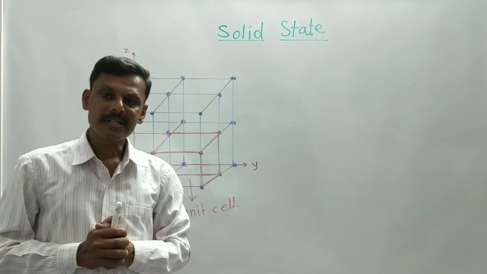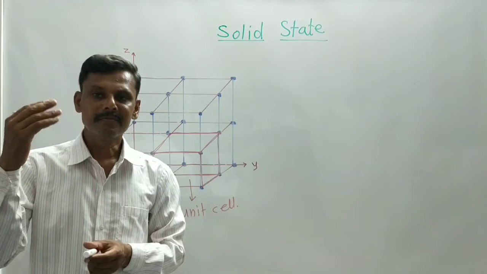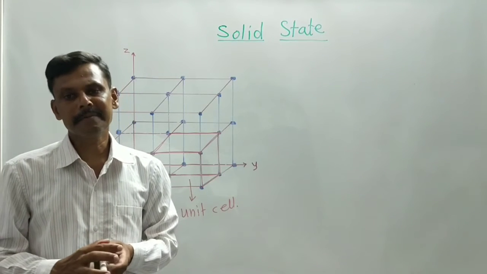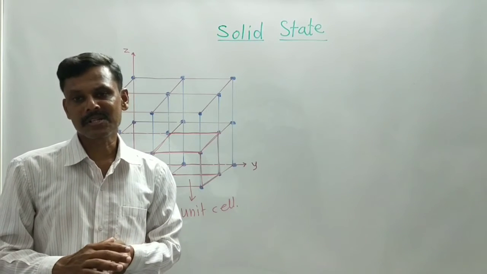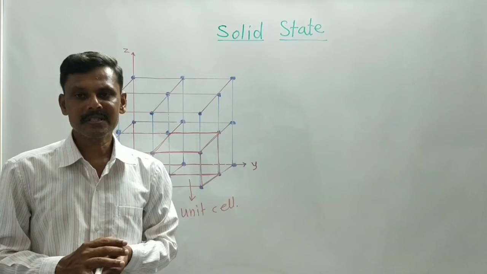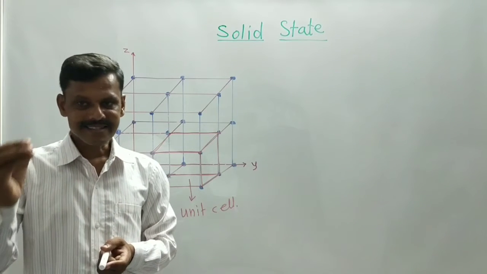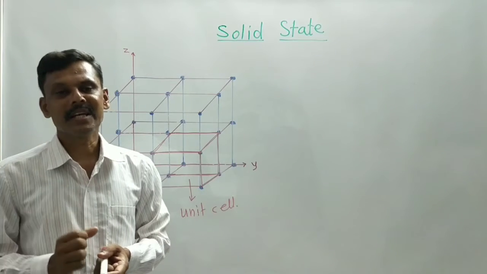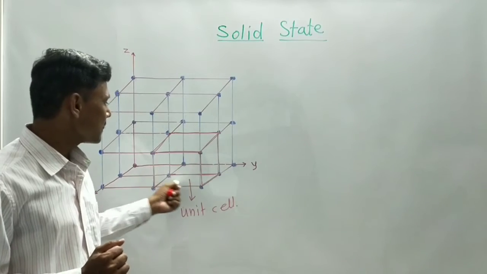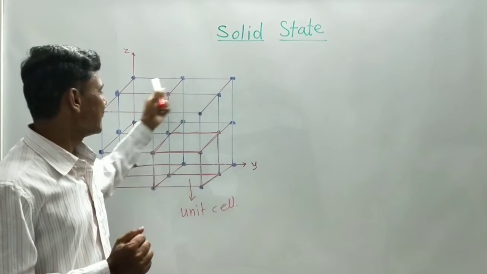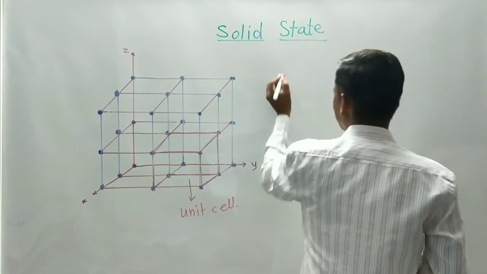So to understand these 7 crystal systems and the various 14 different ways of arrangement of particles within these crystal systems, that is Bravais lattices, let us discuss the unit cell first. So we move towards the smallest repeating unit in this crystal system, that is our unit cell.